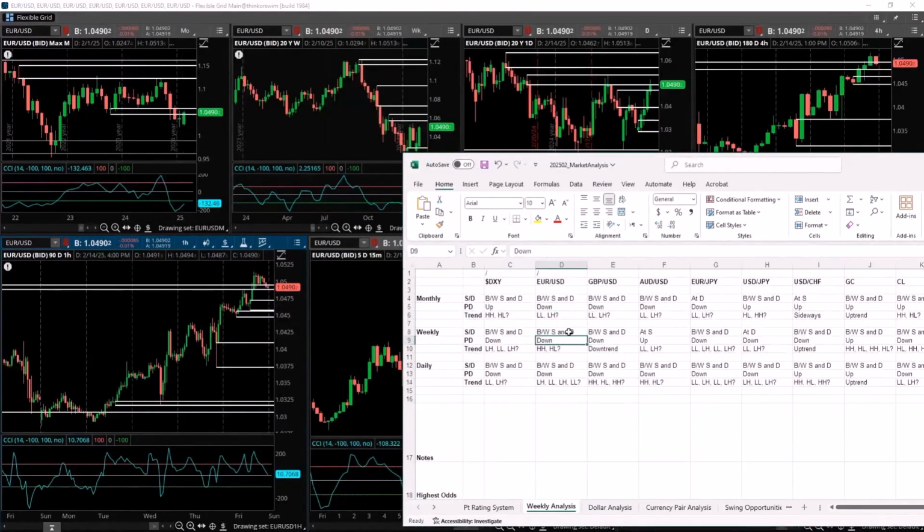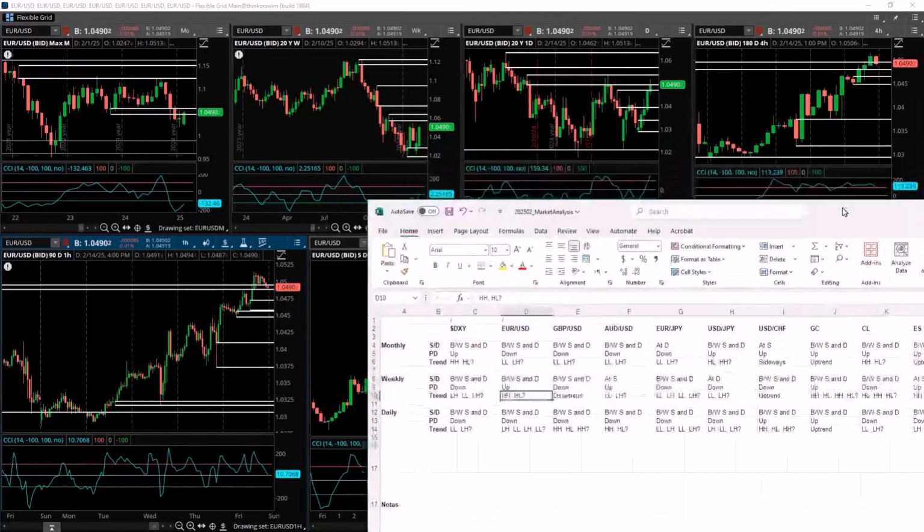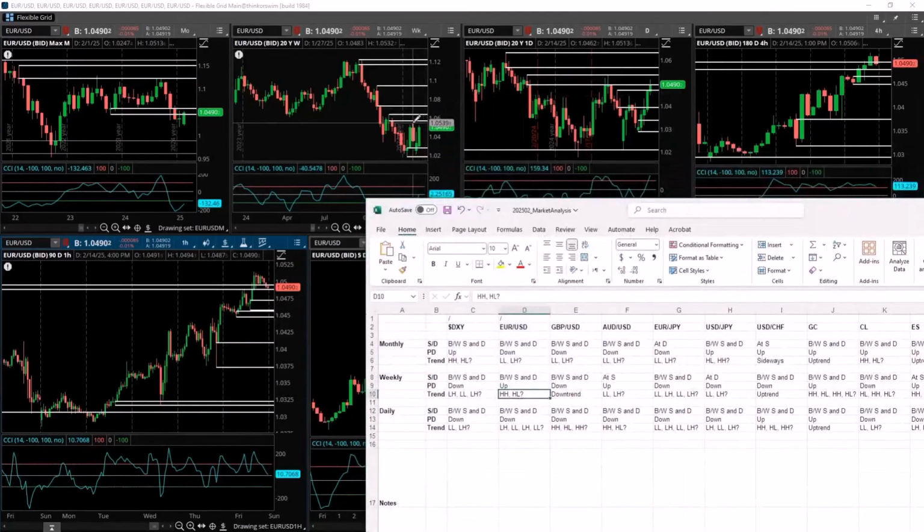Now, on the weekly chart, we are between supply and demand. We're pointing now to the upside. And we did put in a higher, well, where did we put? This was a higher high, funny enough, above this pivot. And we were looking for a higher low.